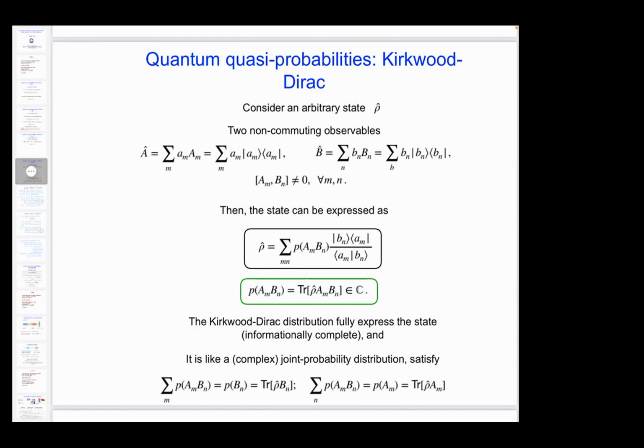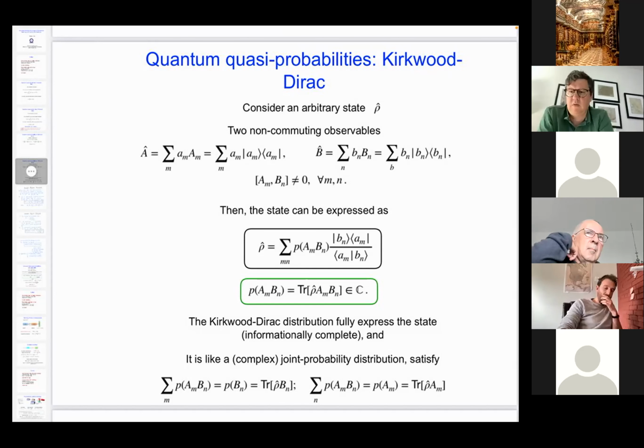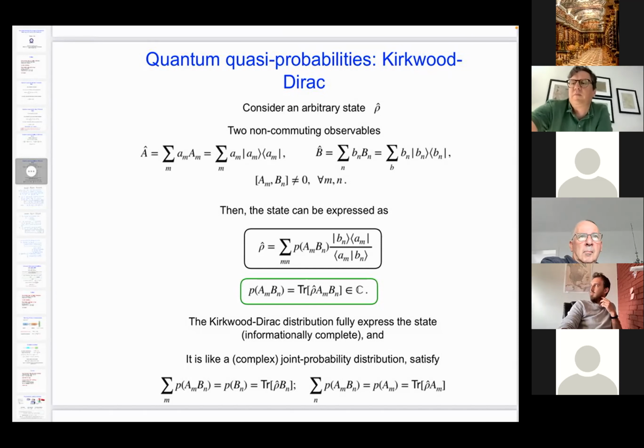This is actually informationally complete. I will show you later how these are informationally complete. This distribution in the green box seems like a complex joint probability distribution. If you calculate the marginals, these are exactly like trace rho over Bn and trace rho over Am, right?